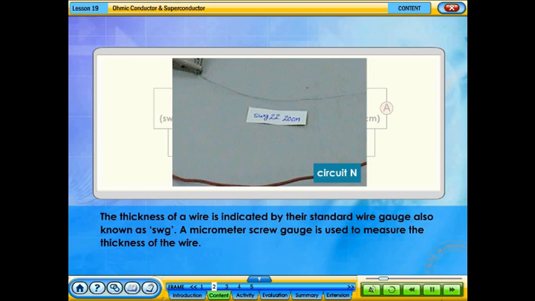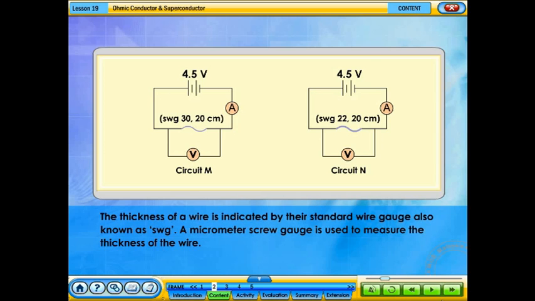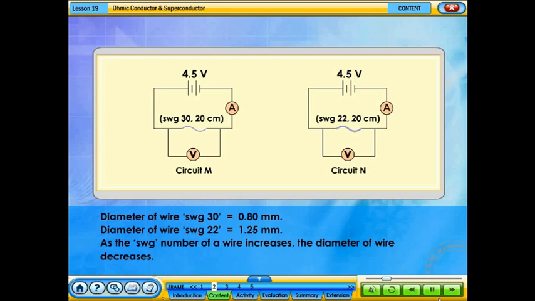A micrometer screw gauge is used to measure the thickness of the wire. The thickness or diameter of wire of SWG30 is 0.8 millimeters, while the diameter of wire of SWG22 is 1.25 millimeters. Hence, wire of SWG22 is thicker than the wire of SWG30. As the SWG number of a wire increases, the diameter of wire decreases.